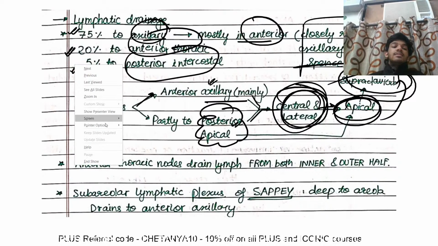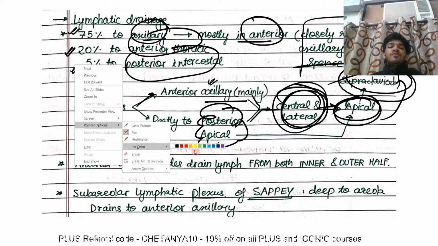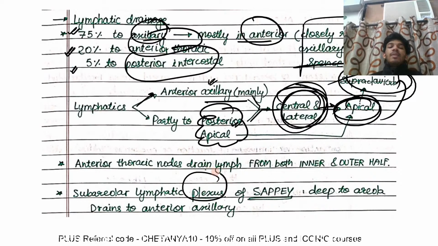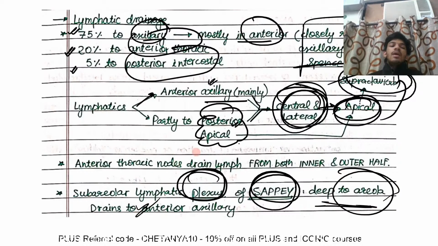Then there's one more thing. There's a subareolar lymphatic plexus of Sappey, which is located deep to the areola and drains to the anterior axillary group of lymph nodes. Not very significant.